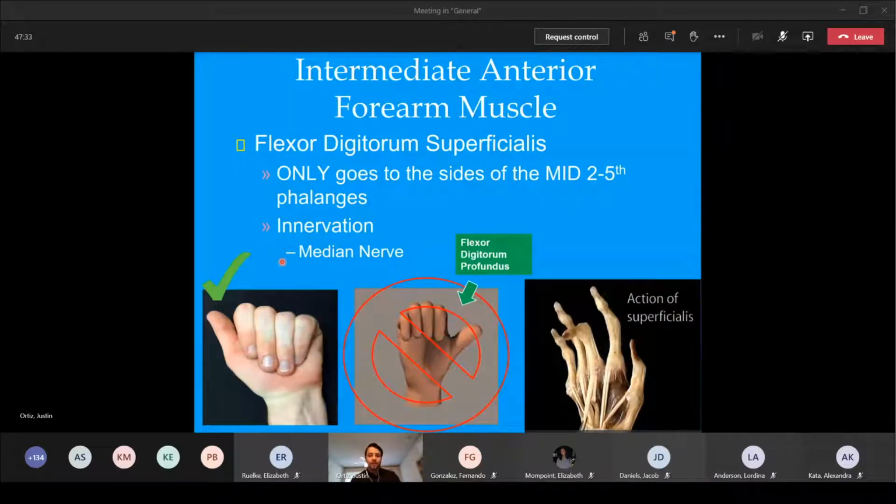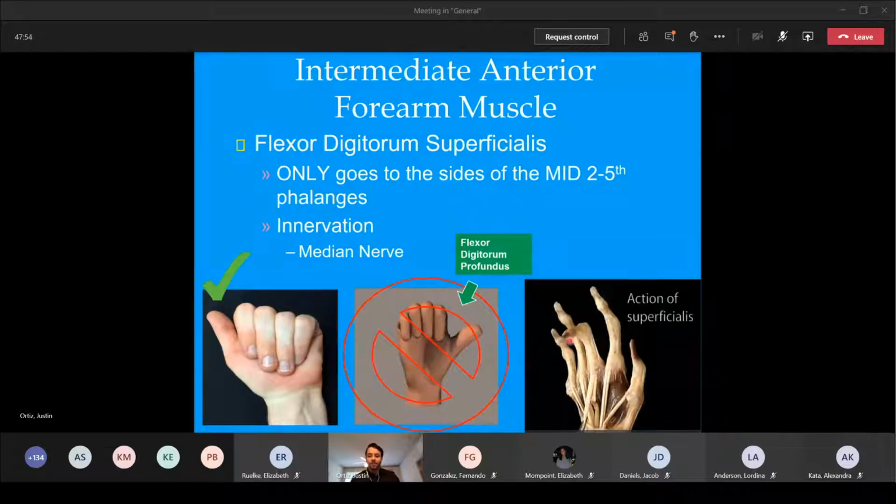But the innervation is still going to be median nerve. So that's why I put a check right here, because it allows you to do this, right? It doesn't allow you to flex these distal parts of your phalanges. That's why this is the flexor digitorum superficialis. I wrote a little X here because this would be the flexor digitorum profundus, allowing you to bend your fingertips, right? So that's going to be the flexor digitorum profundus.